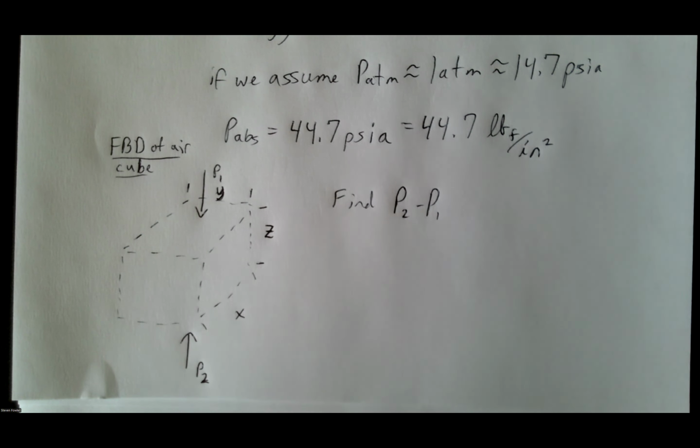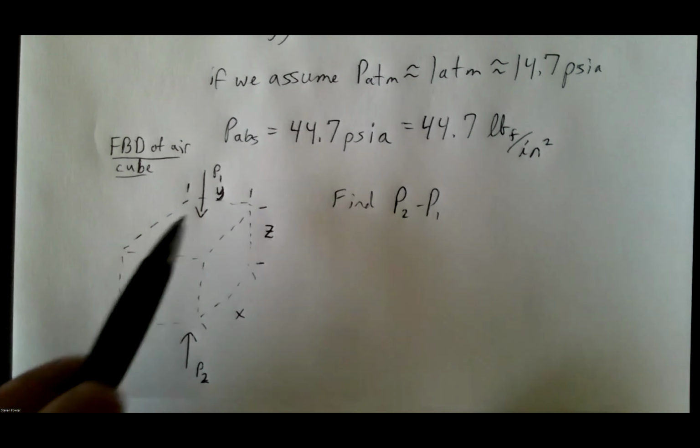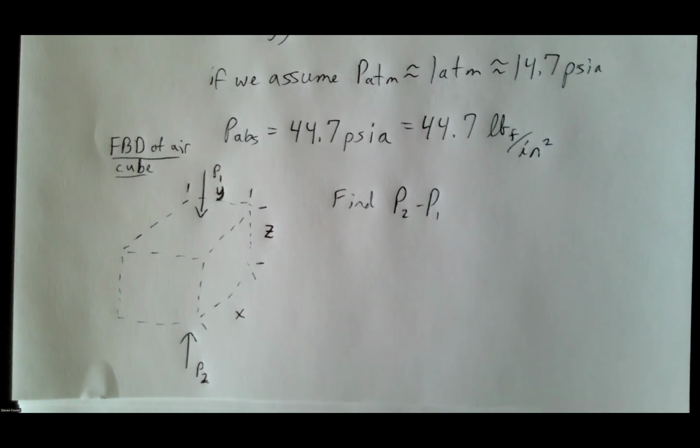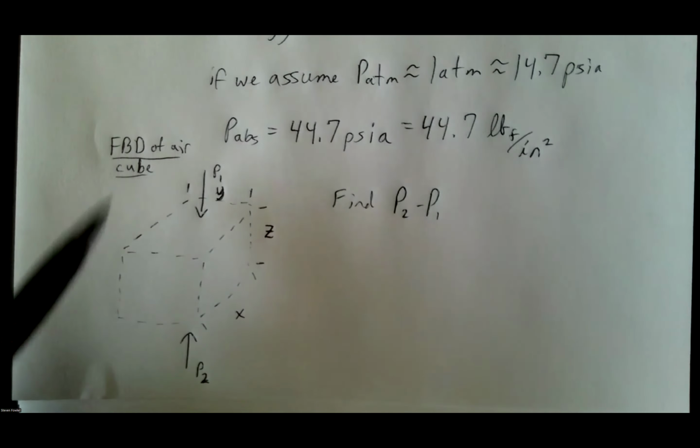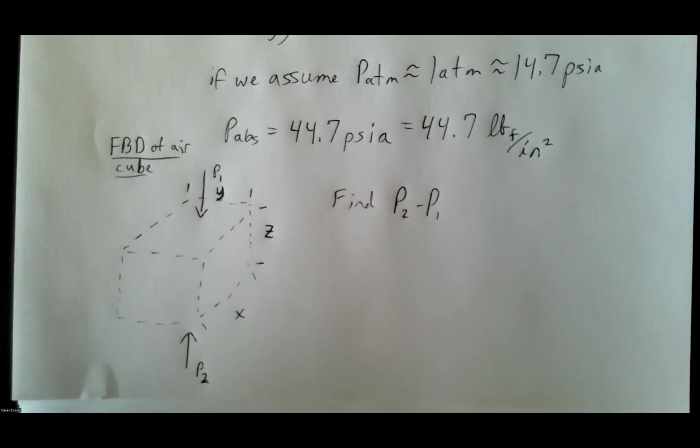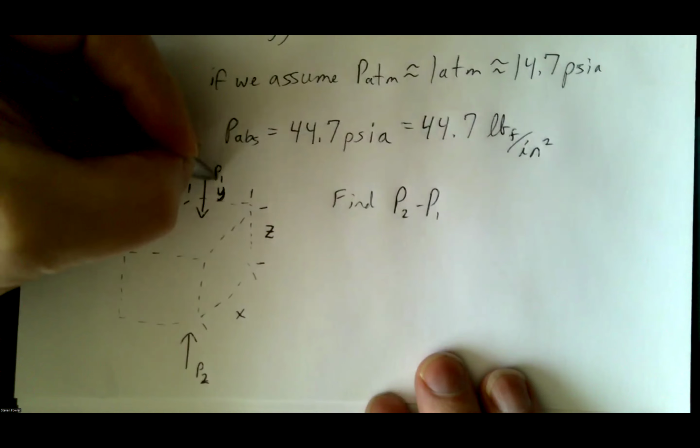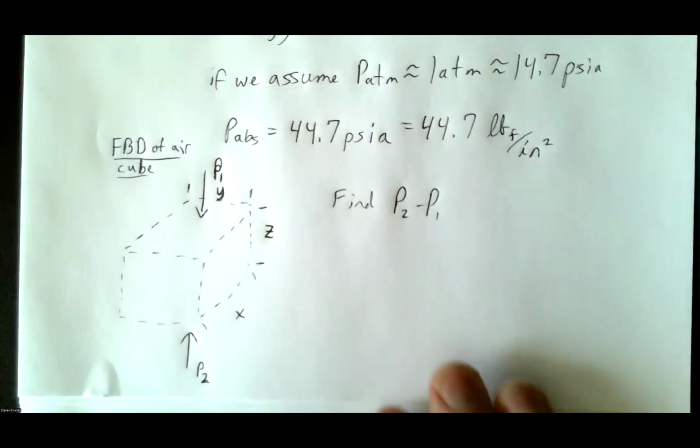So I've got a box here, dimensions x, y, and z. We've got P1 applied on top, P2 applied on bottom. We want to know what is the difference between those two. And we're going to draw a free body diagram. That means I need to isolate or identify all of the forces acting on this box of air.